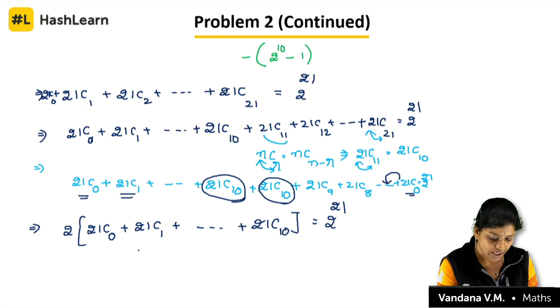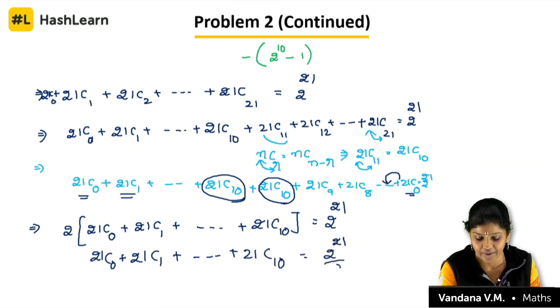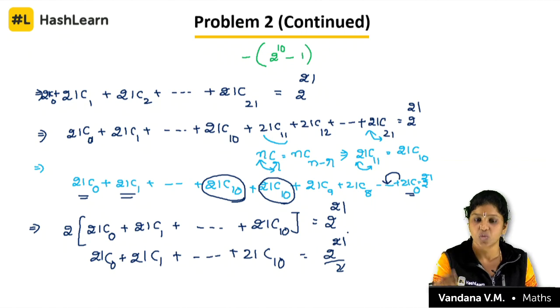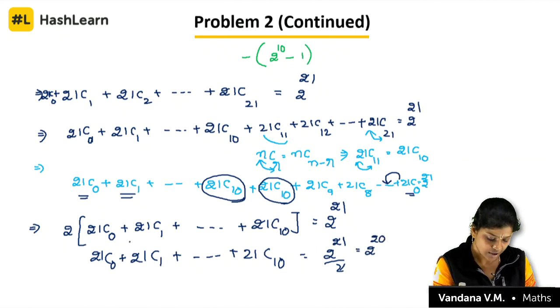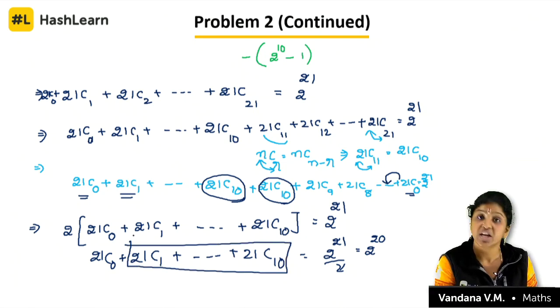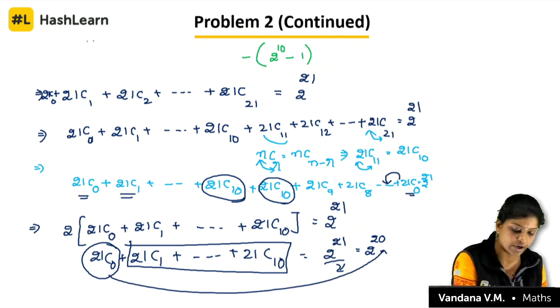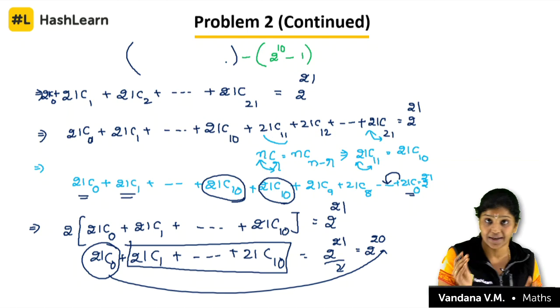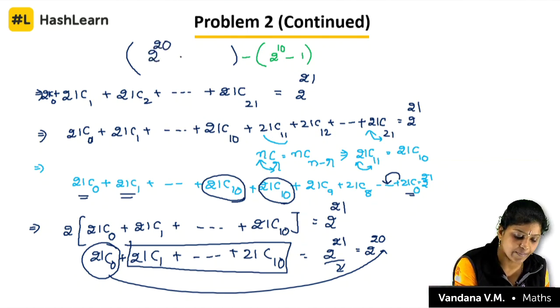But I want only 21C0. From here onwards, I hope you can understand 21C10 is equal to 2 power 21 by 2. So, 1 cancel means 2 power 20 I will get. This is nothing but 2 power 20. But children, from here onwards only we have in your given question. So, 21C0 value is 1. So, you just send it to this side. So, whatever the bracket, the value of that is 2 power 20 minus 1.